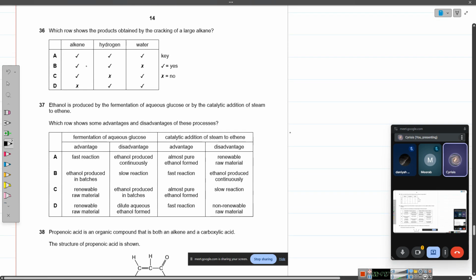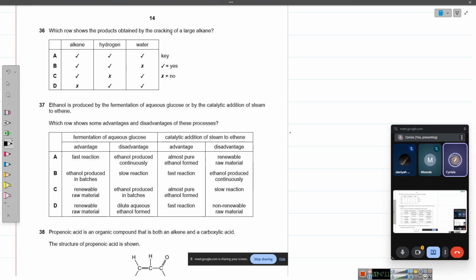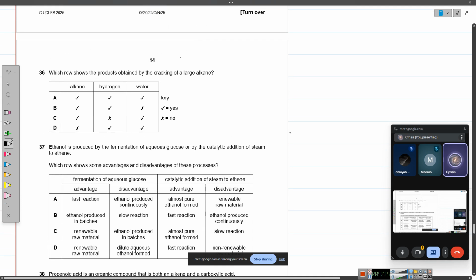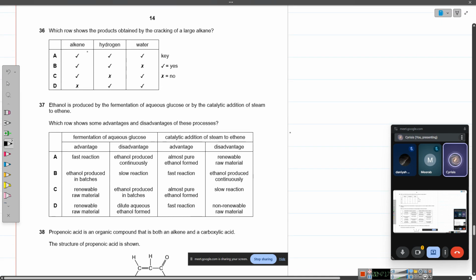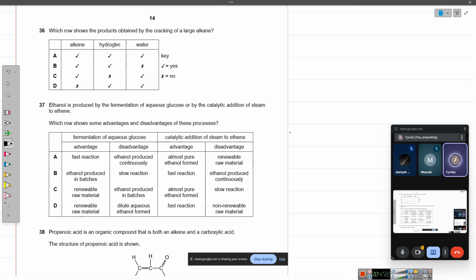Next, number 36, right? Which row shows the products obtained by cracking of a large alkane, right? Cracking of a large alkane. Remember, which products are formed? We do get an alkene, we may get hydrogen. Why would we get water? Because we're breaking down an alkane, there is no oxygen, right? So the one with the water are already gone. That's our answer, right? You get the idea?